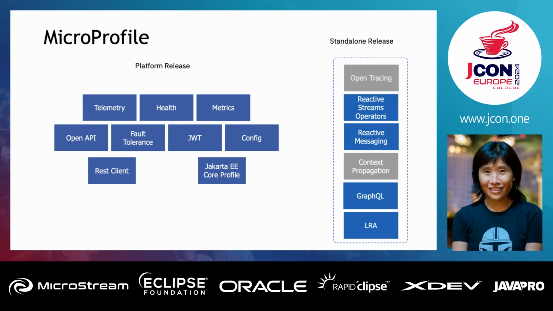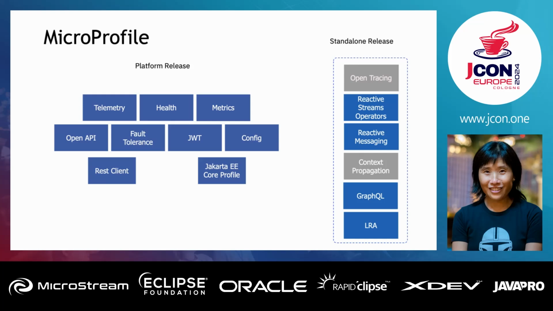So this is the platform release. On the right is the standalone release. The ones grayed out are OpenTracing and Context Propagation. They have become stable. OpenTracing, as I will talk about later, is being replaced by Telemetry, so it will not be in active development. Context Propagation will move to Jakarta Concurrency, so again, this is stabilized. In this talk, I'll cover all these active MicroProfile specifications, including the standalone releases.